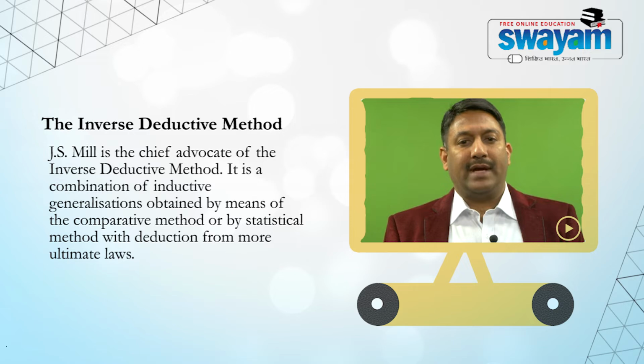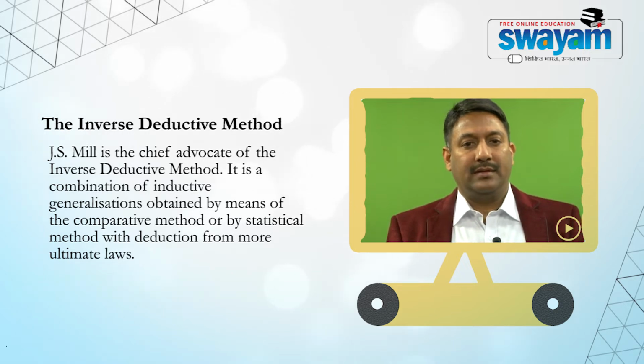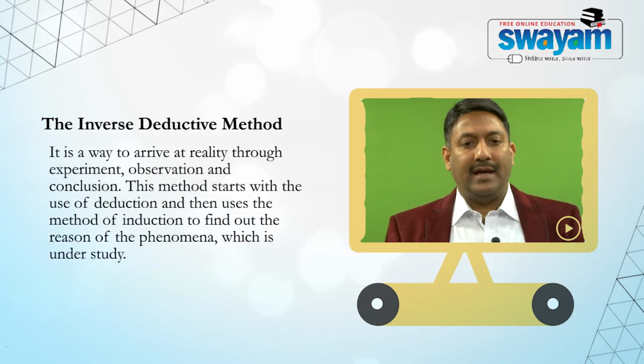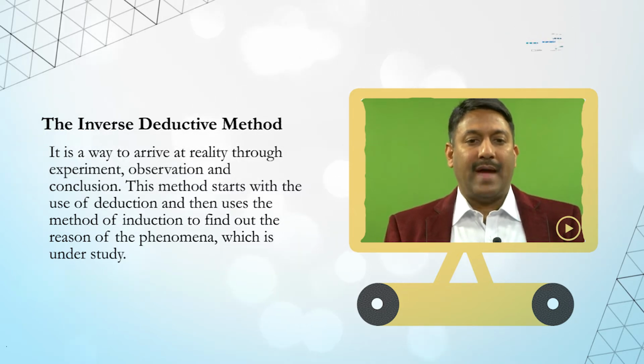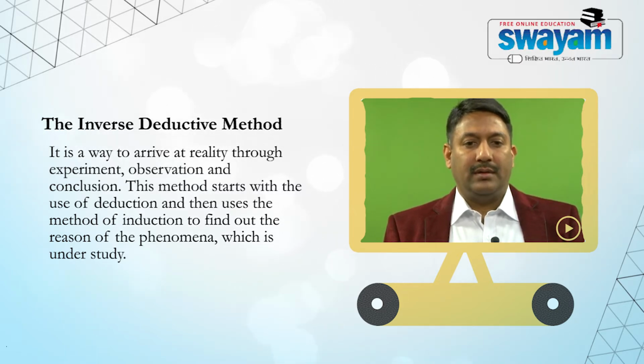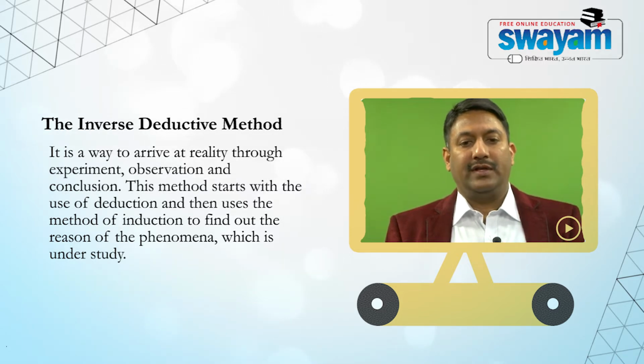The third method of logical reasoning is the inverse deductive method. J.S. Mill is the chief advocate of the inverse deductive method. It is a combination of inductive generalizations obtained by means of the comparative method or by statistical method with deduction from more ultimate laws. It is a way to arrive at reality through experiment, observation and conclusion. This method starts with the use of deduction and then uses the method of induction to find out the reason of the phenomena which is under study.